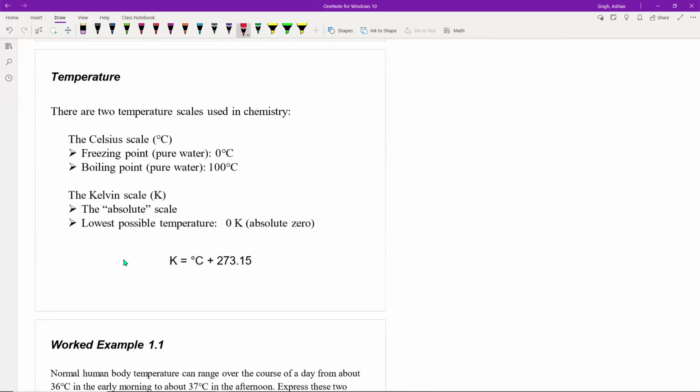Jump over to temperature. So there are a couple different scales that we use in chemistry. Degrees Celsius is used a lot, and the reference points there are the freezing point and the boiling point of water, which are 0 degrees and 100 degrees Celsius respectively. The other scale that we use is the Kelvin scale. And the Kelvin scale is also known as the absolute scale, or sometimes we refer to it as the thermodynamic temperature.